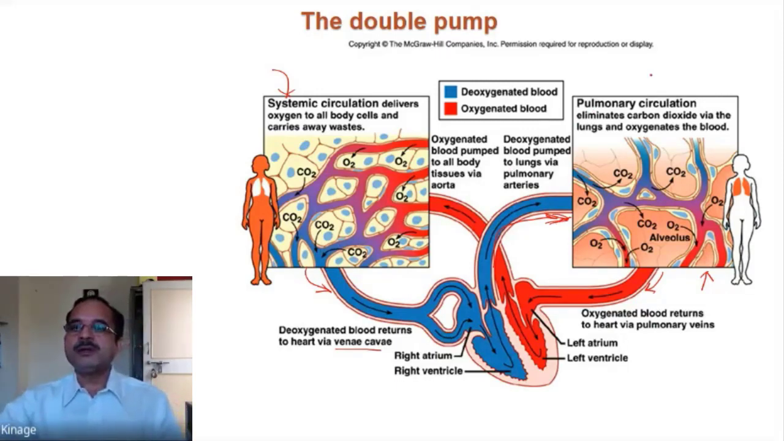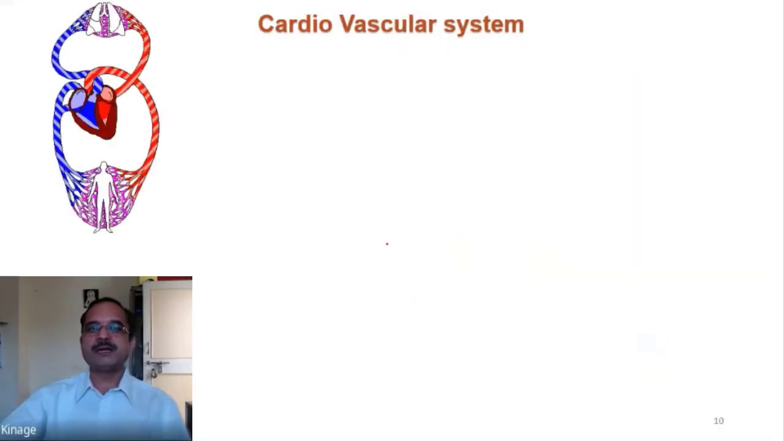So this is how it keeps on working. In the lungs, there is an exchange of carbon dioxide and oxygen. That means the carbon dioxide is released here and the oxygen is supplied to the heart, whereas in our tissues or organs, oxygen is absorbed and the carbon dioxide is supplied to the heart. So this is how it works as a double pump.